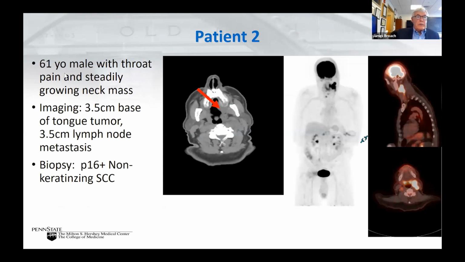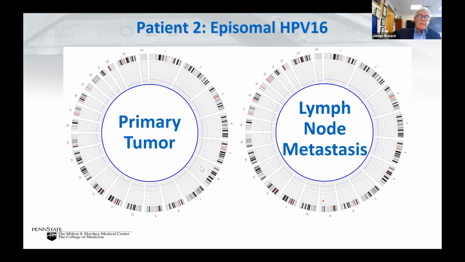The second patient was a 61-year-old male with, again, a tumor at the base of the neck, which can be readily seen in this PET scan. Again, the biopsy indicated that it was P16 positive, so likely HPV positive. We looked at the genome by whole genome sequencing. We saw HPV genome, but we saw absolutely no hybrid HPV-human genome sequencing reads. In addition, when we looked at the whole genome by optical mapping, as you can see, there are absolutely no structural variations seen either in the primary tumor or in the lymph node metastases.